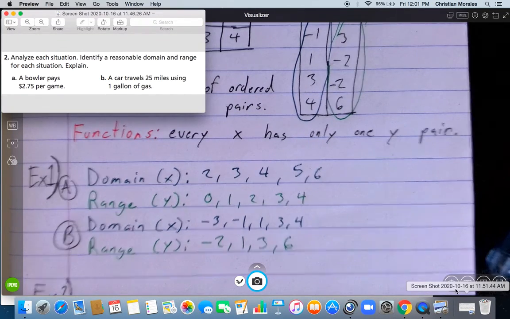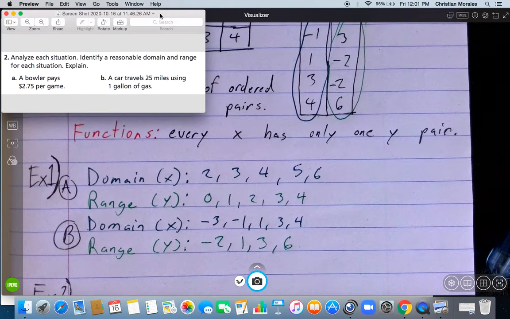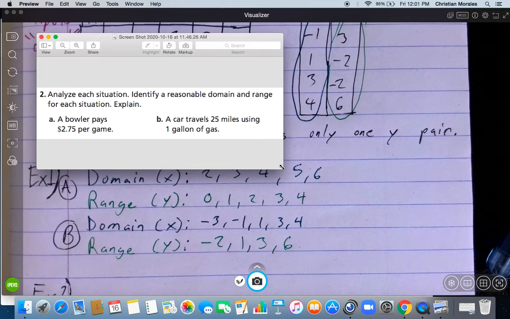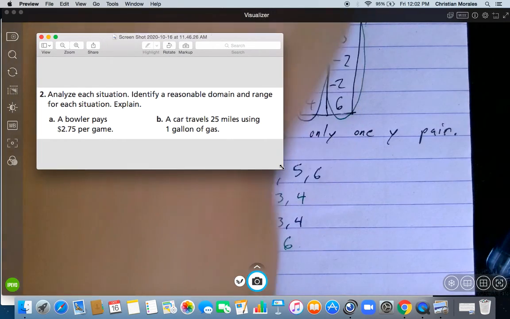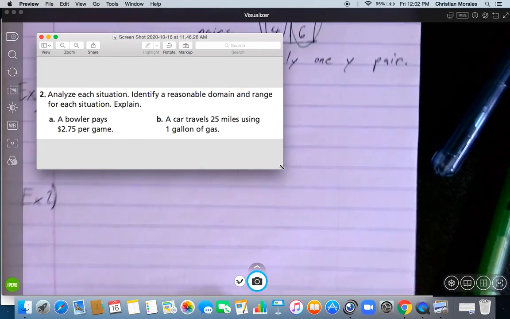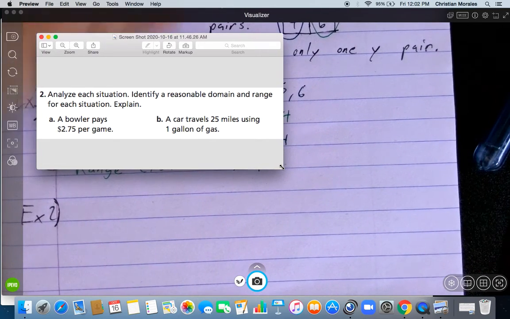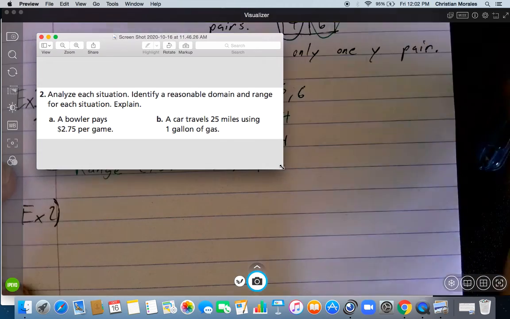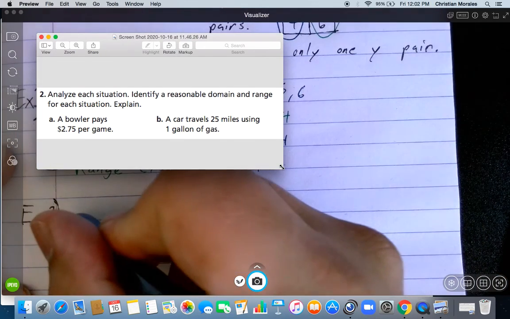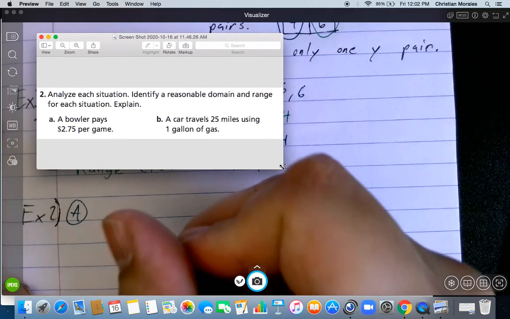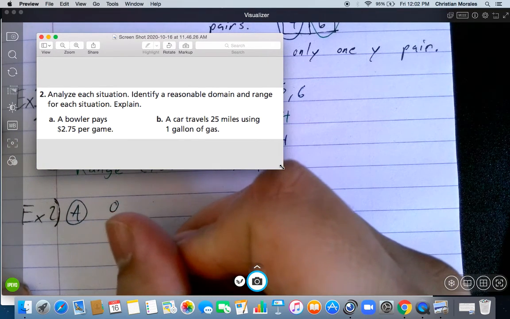Next. So for number 2, we are analyzing situations. So analyze each situation, identify a reasonable domain and range for each situation. So what does that mean? So if you're analyzing this, what they're basically saying is, sorry about that, it's kind of blurry, what would make sense in this scenario? So for letter A, if you're going to go bowling, well, if you don't go bowling, you're not going to pay anything, right?